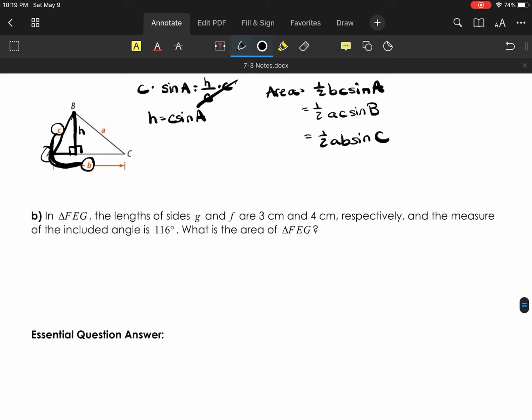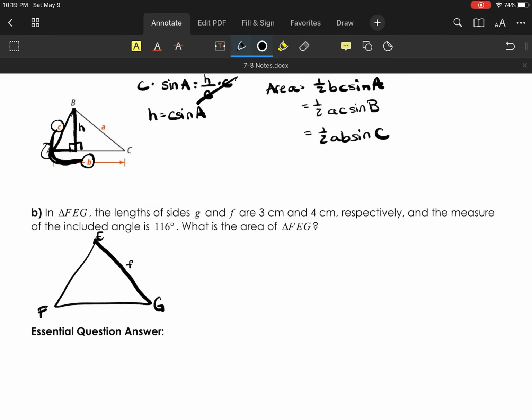Take a look at letter B. It says in triangle FEG, the lengths of side G and F are 3 and 4 centimeters respectively, and the measure of the included angle is 116 degrees. What is the area? All right, so obviously you have to draw the triangle, else it's going to be confusing. So draw the triangle. I have F, E, G is my triangle. And that also means that the side across from F is little f, here's little g, and here's little e.